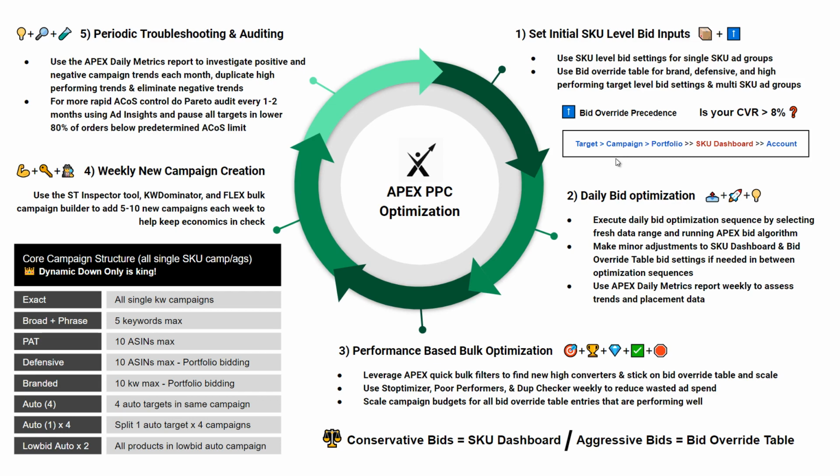So the auto 4 means all 4 of the auto targets, meaning there's loose match, close match, substitutes, and complementary. So all 4 of those in one campaign, and then the auto 1 times 4 means you've split out those 4 target types into their own campaigns and you've paused the other 3. And then the low bid auto, we recommend actually launching 2 of those exact same ones with all your products in them, and that's going to be at a much lower bid.